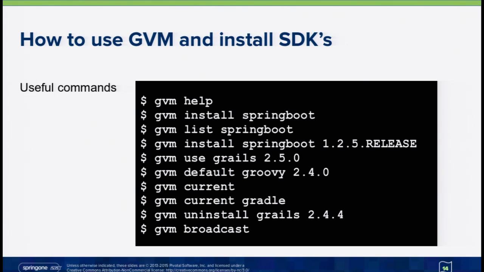This is a list of useful commands of the GVM tool. For example, help to show how to use GVM, list to show available versions, installed versions, and the current version you are using. Install to specify the version of a framework. GVM use to specify the version of a framework that you want to use in this terminal. GVM default to specify the default version of a framework that you want to use always, or GVM current to list all current versions of all frameworks you have installed. Uninstall also, to uninstall a version of a framework.